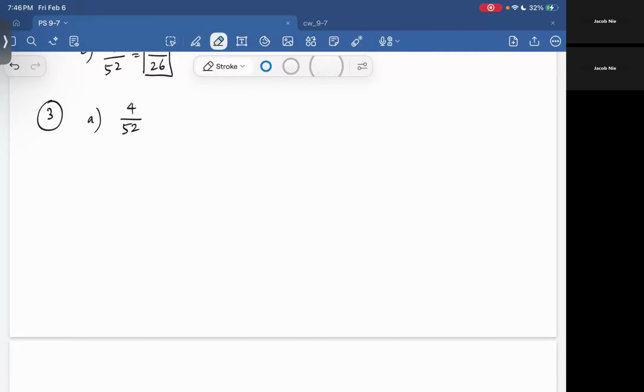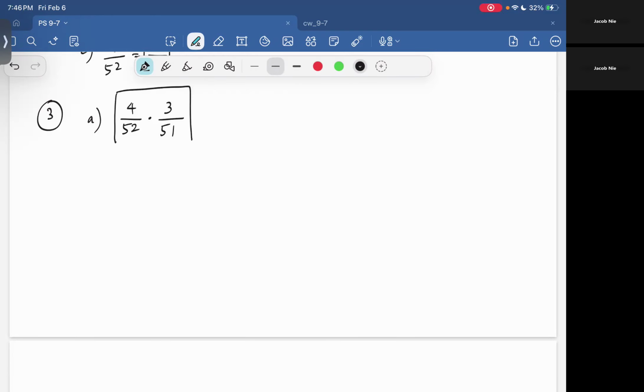I'm just not going to write the lines anymore. The first card, we have a probability of 4/52 because we have 4 aces and 52 cards. And then there are going to be 3 aces remaining and 51 cards left in the deck. That's the answer to the first part.